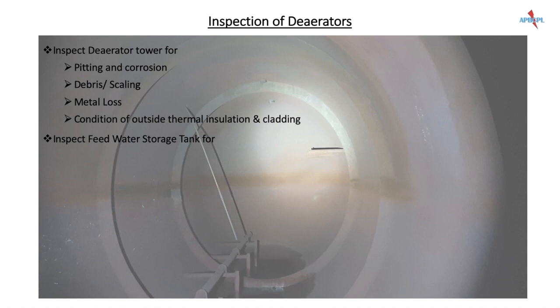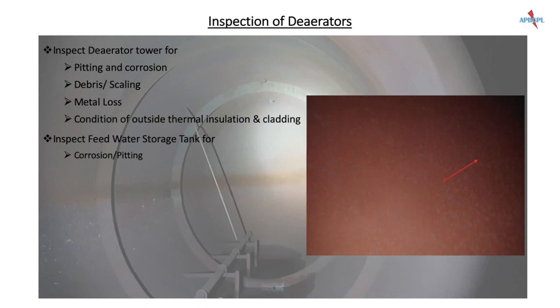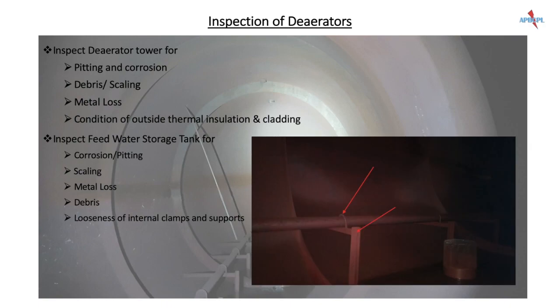Feed water storage tanks shall be inspected for corrosion or pitting due to presence of oxygen and other corrosive gases. Debris or scaling could get accumulated, as sometimes nuts and bolts could fall off from the tower or storage tank, or due to the corrosion of the tank metal itself. Metal loss could occur due to excessive corrosion, so the tank shall be routinely thickness tested to ascertain its usability. Looseness of internal clamps and supports occurs due to steam hammering.